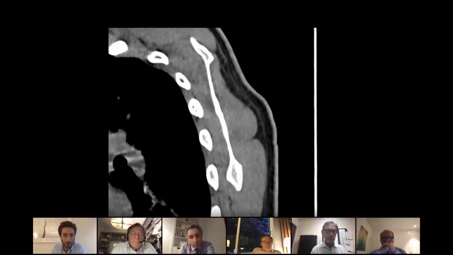First, maybe Gilles is going to show us how he would plan the case on his software. He's going to share his screen. Thank you, Gilles. First of all, I would like to discuss the diagnosis of this patient. I really believe that this patient had trauma many years ago and probably had a kind of posterior fracture of the glenoid.